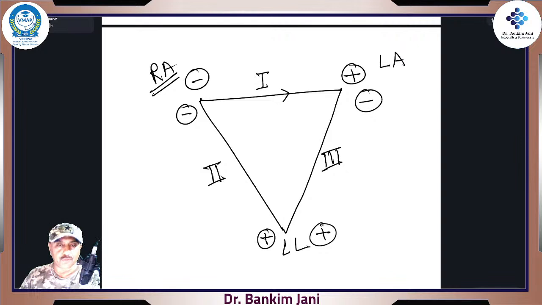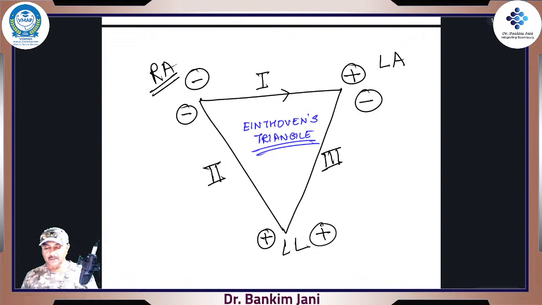This what we drew over here, this is called the Einthoven's triangle. Einthoven's triangle. Right? Einthoven's triangle. Point to carry home at this point is that left leg is always positive and this right arm, right, it is always negative, right?